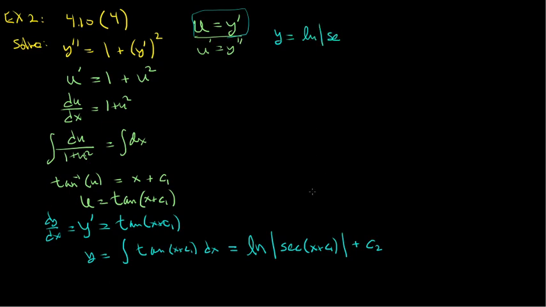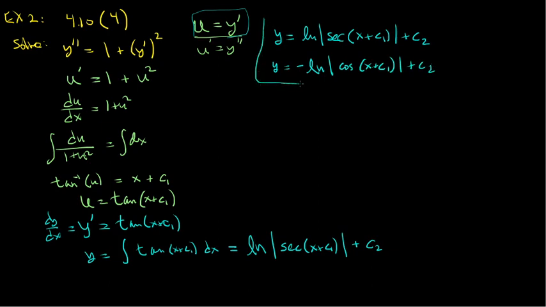Yep, natural log of absolute value. We should keep the absolute value. You never know when this is positive or negative, so I'm going to keep the absolute value in this case, plus c2, right? Oh, yeah, a lot of you probably remember this differently. You might remember it as negative natural log of cosine of x plus c1. Either way is fine. So I think that solves this equation here.